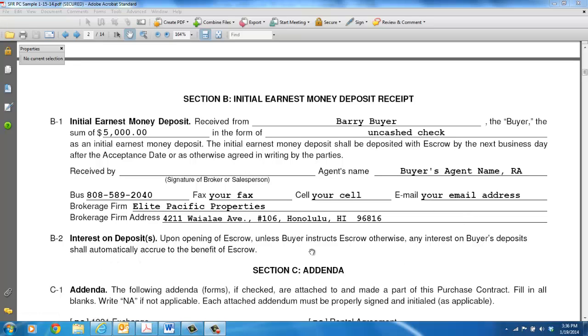B-2, interest on deposits. Usually in a case like this where the deposit is not a lot, there's no need to collect any interest. It would cost more to set up an interest-bearing account than it would be to collect interest. So the HAR put in this standard term here that unless we specify, they're not going to collect interest for your buyer. If you have a really big client with a huge deposit, let's say it's a $5 million home and he's putting half down, obviously that might be something that you would consider earning interest on.